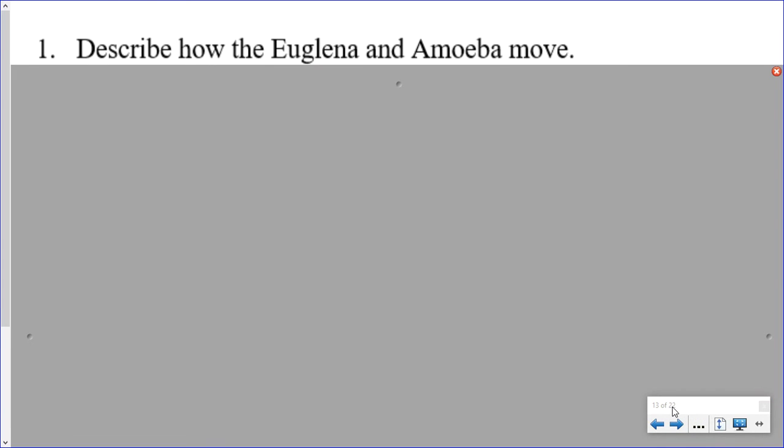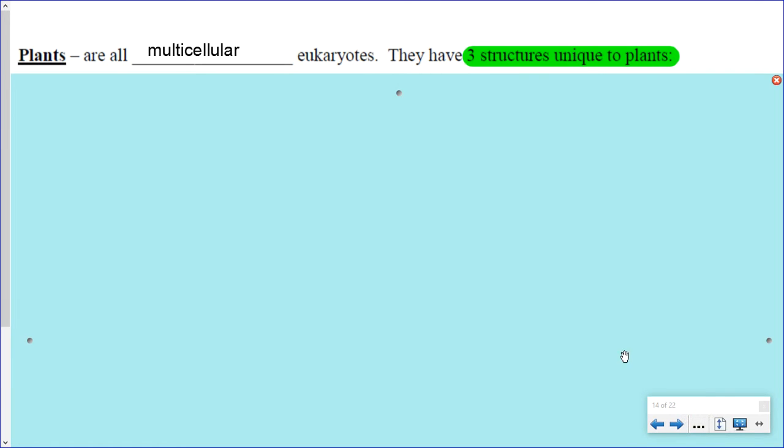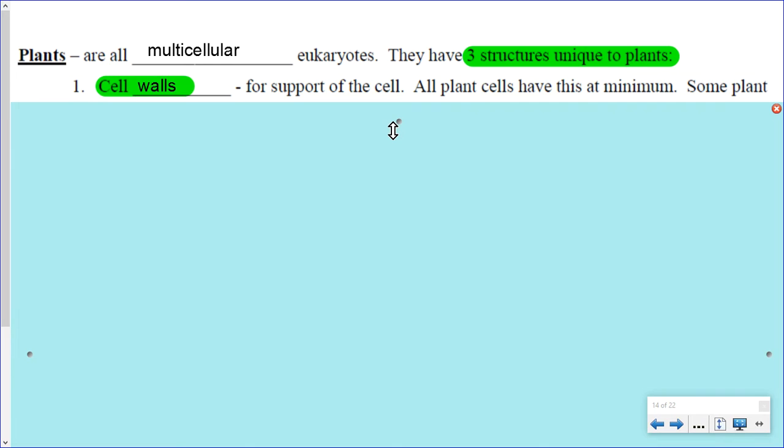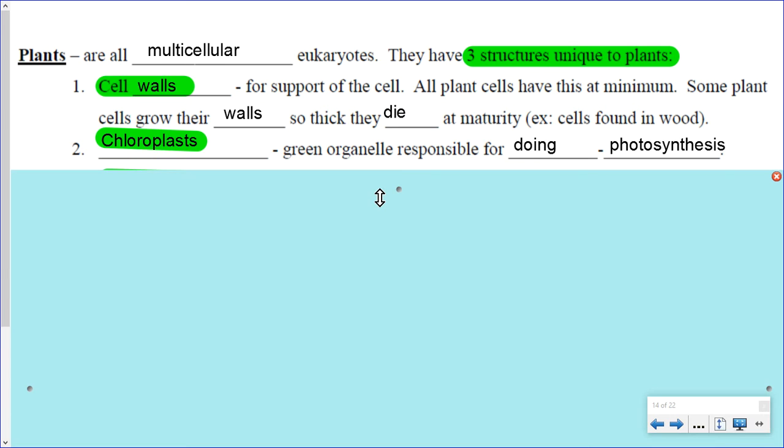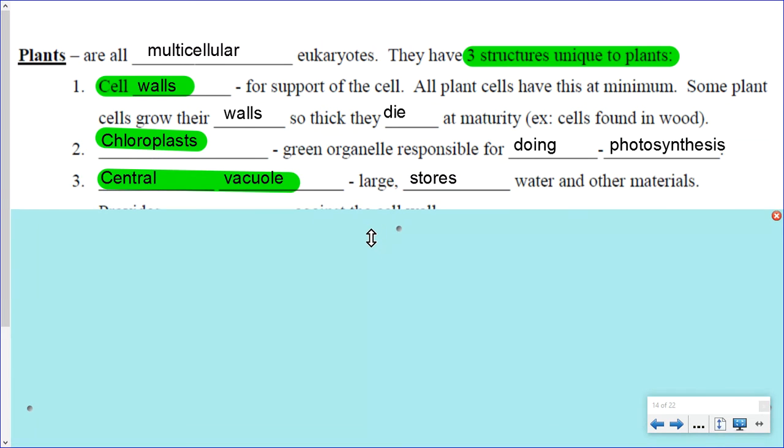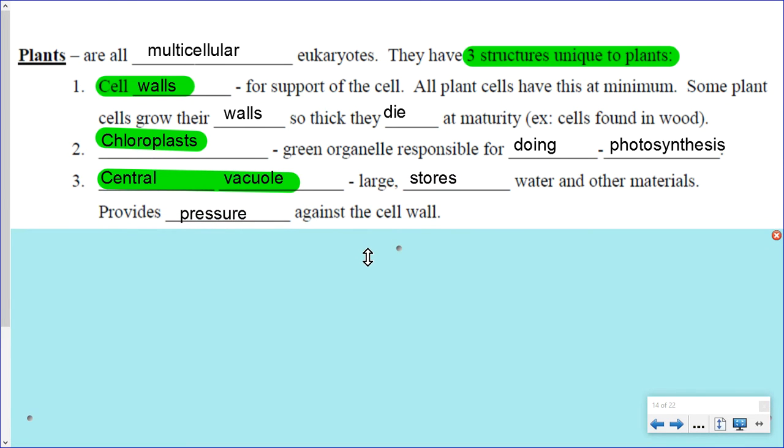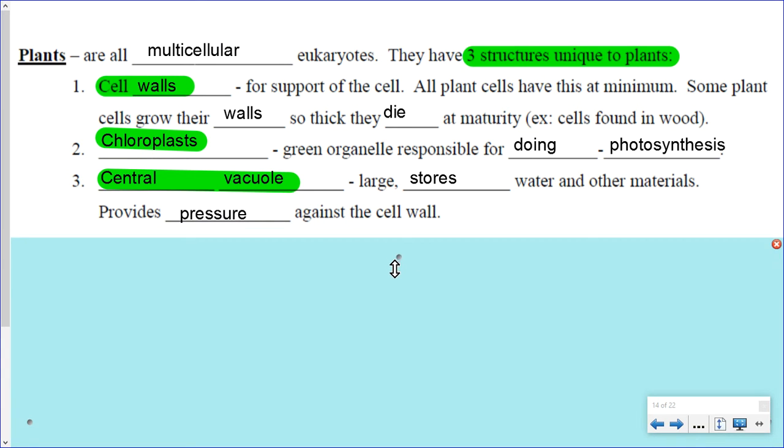I want you to see if you can figure out these answers. And plants are all multicellular. There are 3 things that they all have in common, which we've already gone over. They have cell walls, they have chloroplasts, and they have the central vacuole. You definitely need to know these 3 unique features.